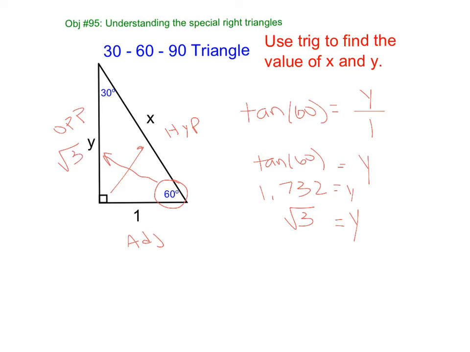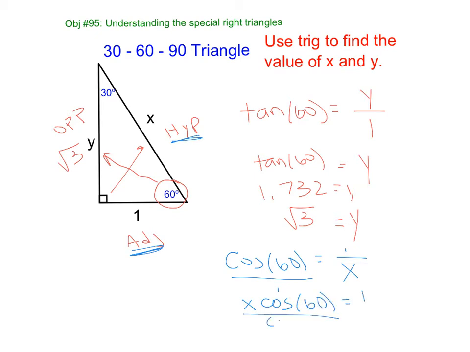Now we're going to do the same thing, but I'm going to solve for x. This time I'm using adjacent and hypotenuse. So that's cosine. Cosine of 60 equals adjacent over hypotenuse. Cross multiply. X cosine of 60 equals 1. Divide by cosine of 60, and I get 2. X equals 2. So this is actually a nice number.